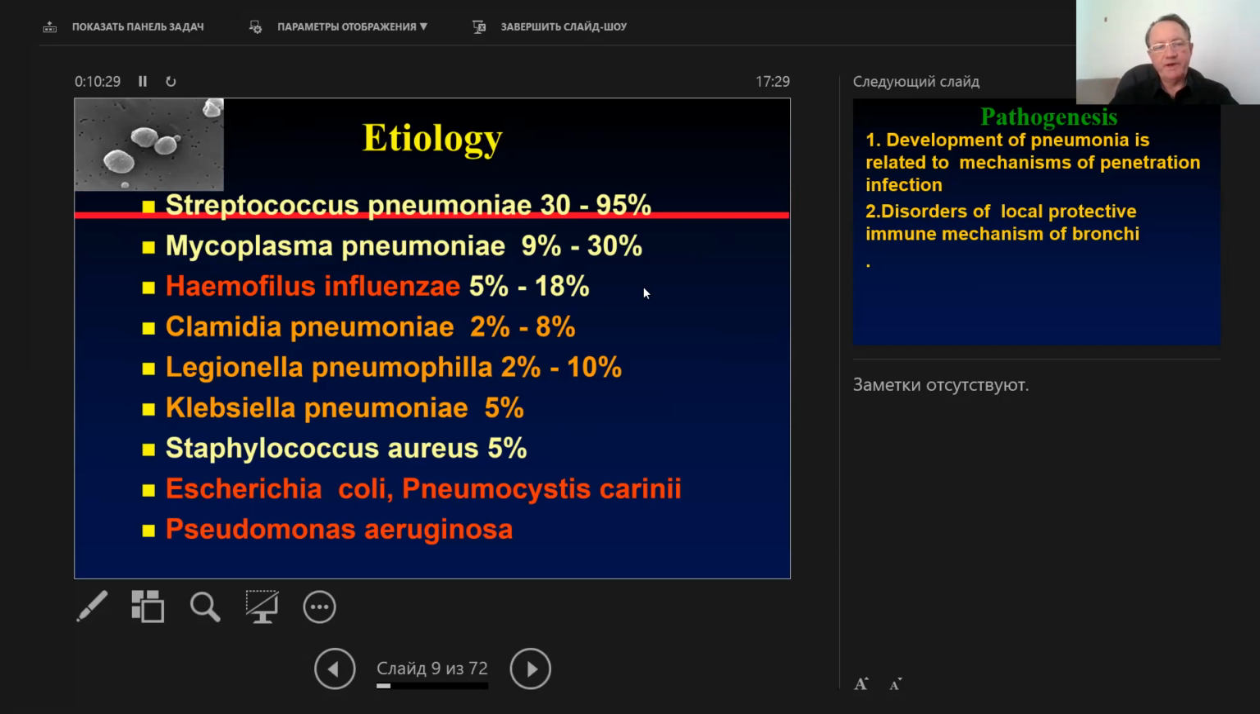Very few percent are gram-negative bacteria, including Haemophilus influenzae, Escherichia coli, and Pseudomonas aeruginosa. And in case of pneumonia in an immunocompromised host, mostly it's Pneumocystis carinii and different kinds of fungi.